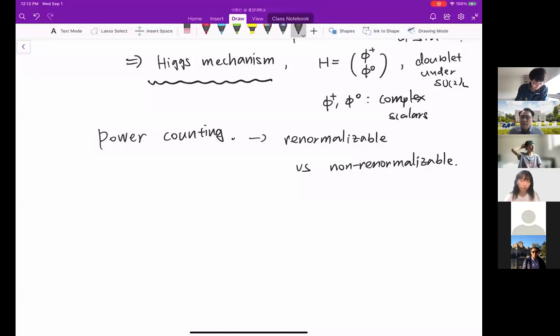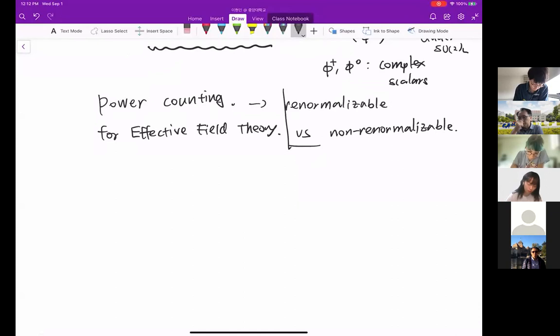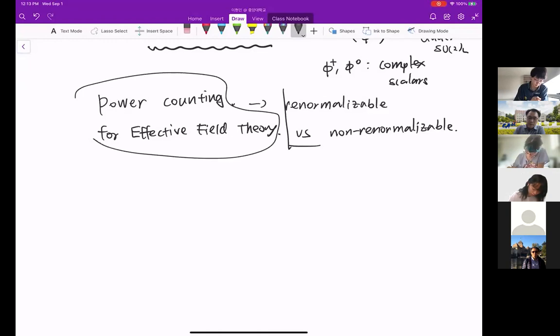So gravity also. This kind of discussion that I'm going to do will apply to any theory, any what we call effective field theory. So power counting, or this kind of truncation, we call some truncation.